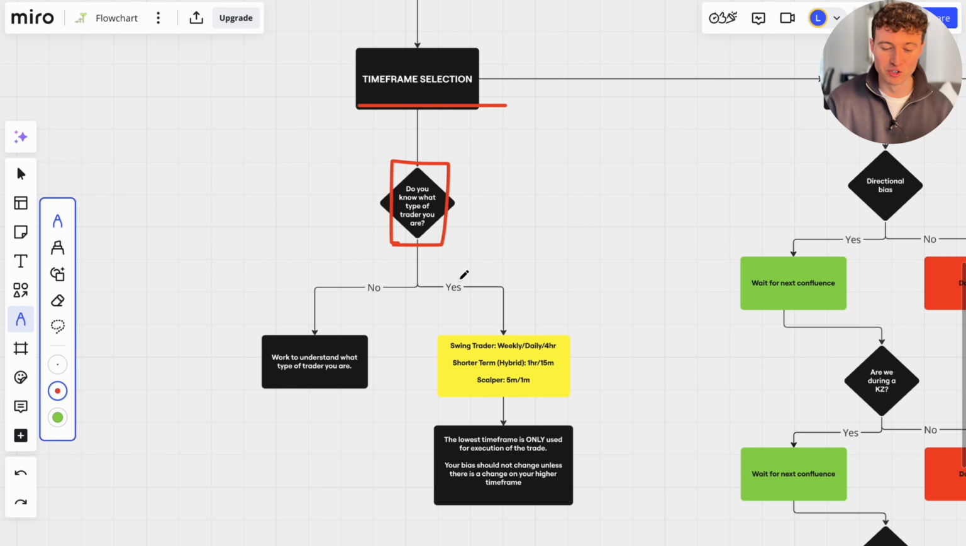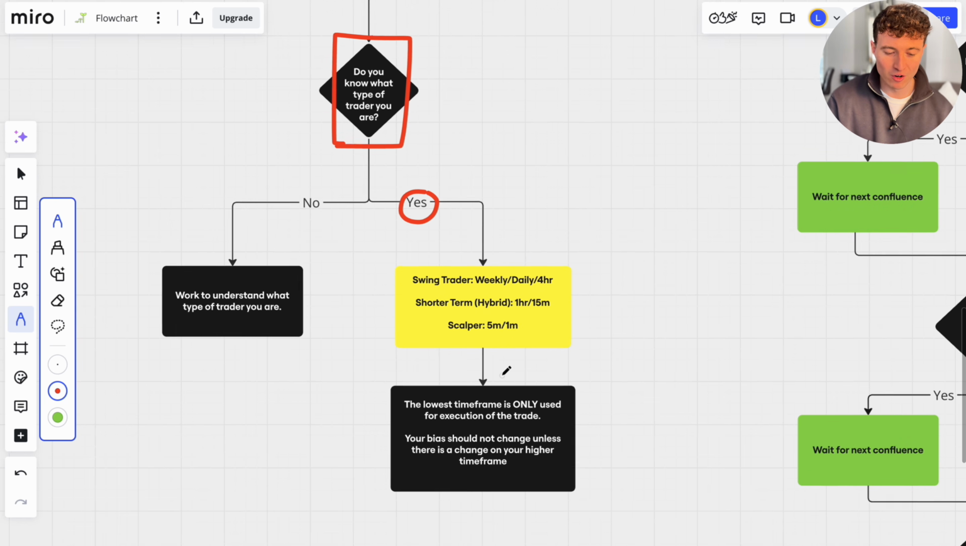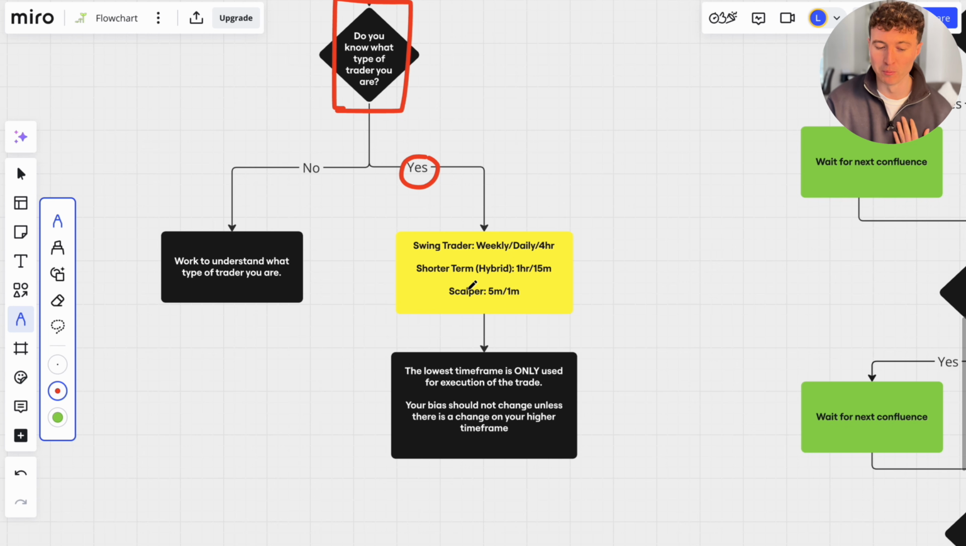But let's say the answer is yes, and you do know what type of trader you are. You primarily are going to fit into 3 different buckets. Bucket number 1 is a swing trader. This is where you're primarily going to be analyzing on the weekly, daily, and executing on the 4-hour.